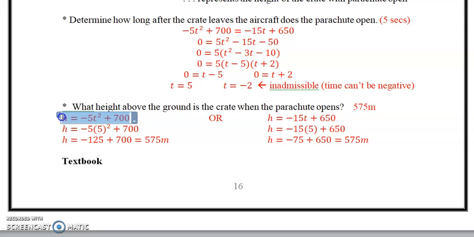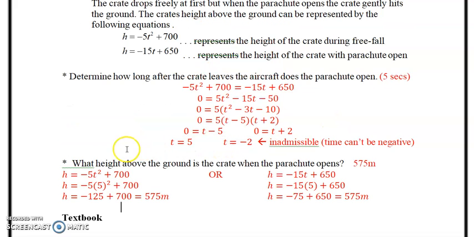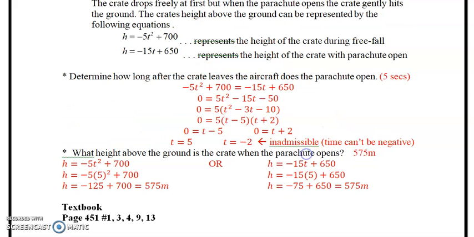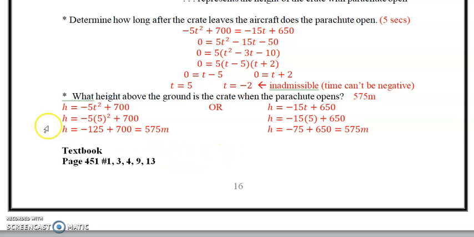So the first one we plug it in as, for 5 seconds we get 25. So negative 5 times 5 squared is 25 times negative 5, which is negative 125 plus 700 is 575. And then you do the same thing here. You don't have to do both. I just showed it works for both, and you get 575 again in the units of meters. So either way, it'll work, and you're all set.